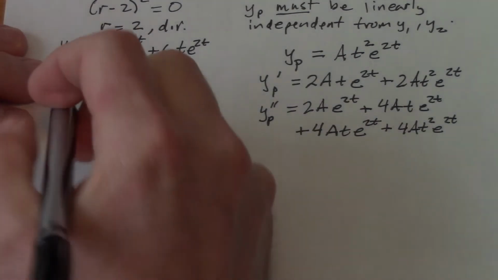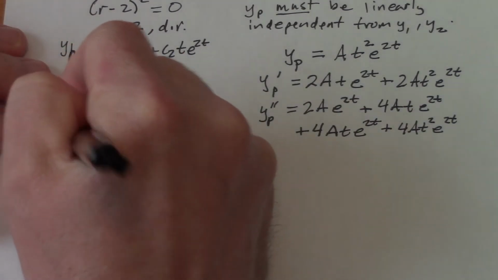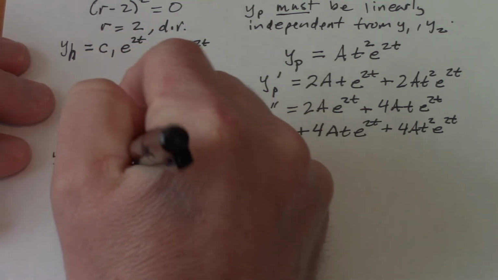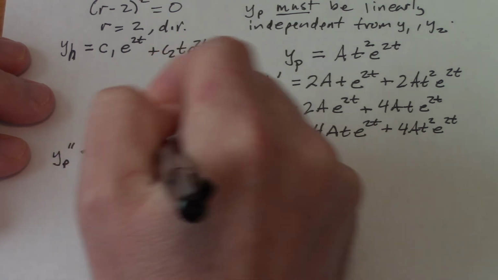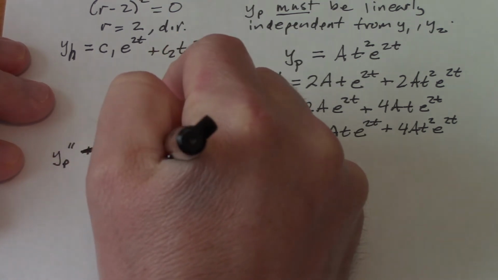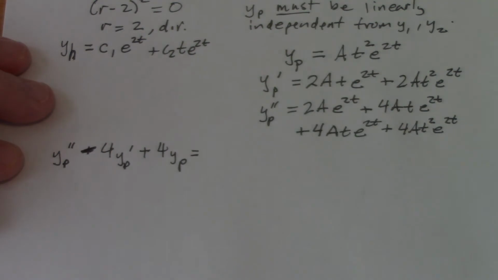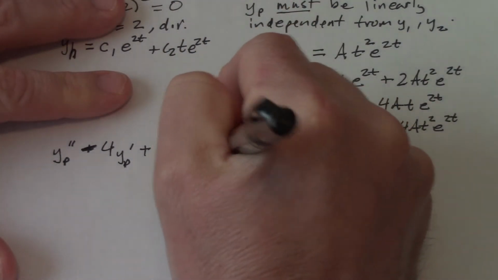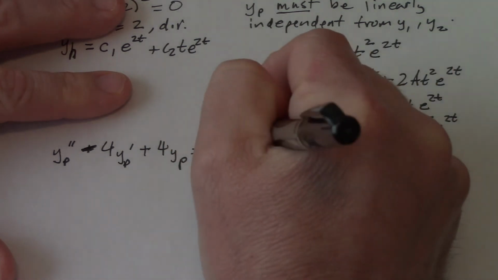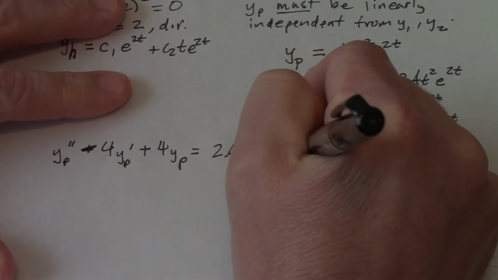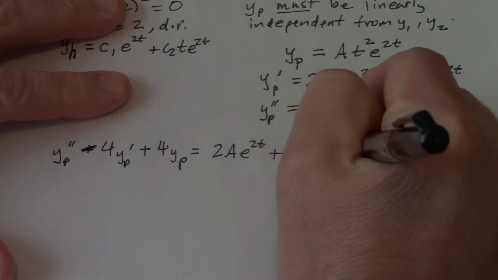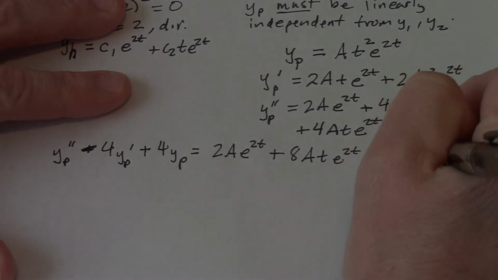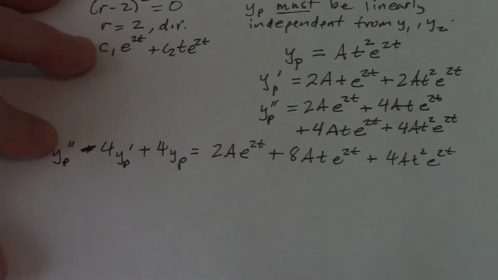Now you may be thinking to yourself, this may be a problem, because on my differential equation I don't see any t e to the 2t terms or t squared e to the 2t terms on the right-hand side. So let's see what happens with that. I'm just going to simplify this as I go. So this is going to be 2a e to the 2t plus 8a t e to the 2t plus 4a t squared e to the 2t. All of that is yp double prime.